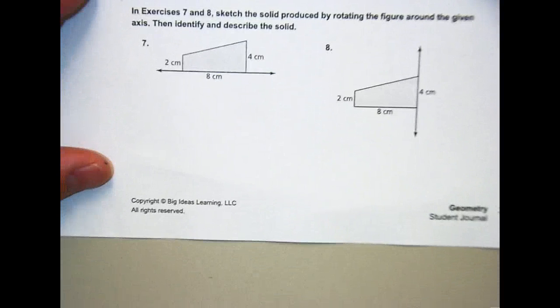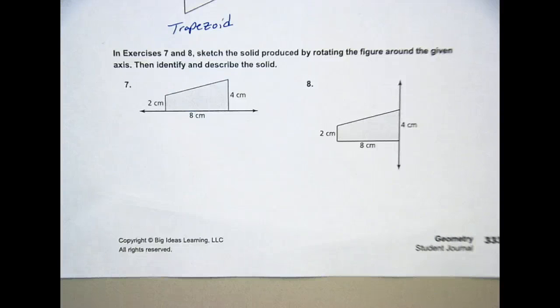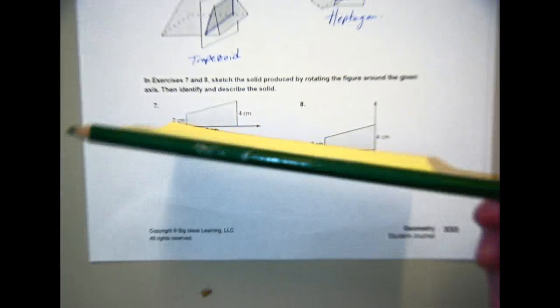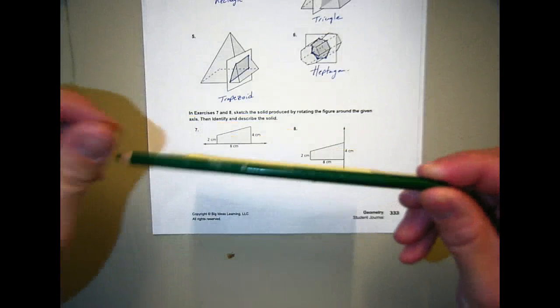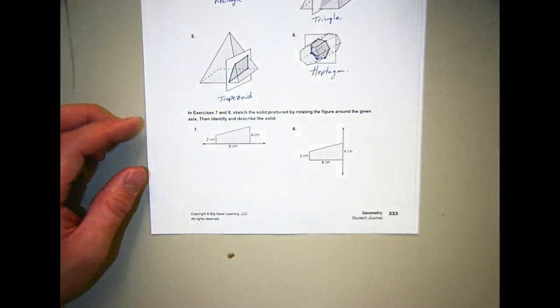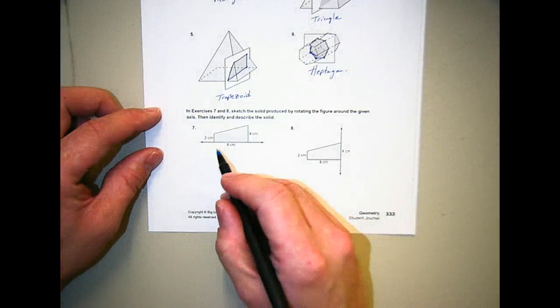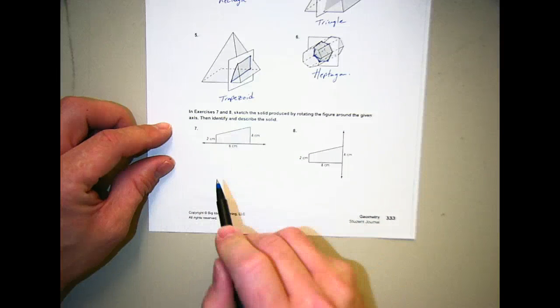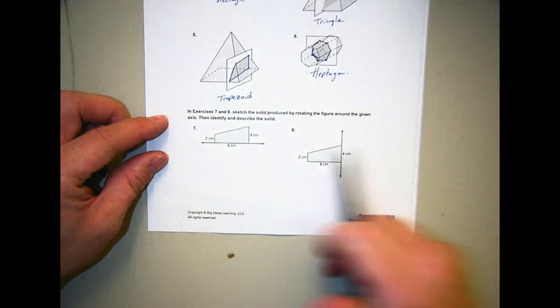Okay. Number 7. Logan, read the directions for us, please. In exercises 7 and 8, sketch the solid produced by rotating the figures around the given axis and identify the inscribed solid. So we're doing the same thing that we were doing with this thing, right? We're pretending like you have a pencil and you're rotating this shape around the pencil. Well, in this case, this isn't the shape, right? Yeah, I know. I want you to write down or draw a picture of what you think this three-dimensional solid is going to look like when you rotate it around this axis. Okay? Give it a go and try the same thing for 8.